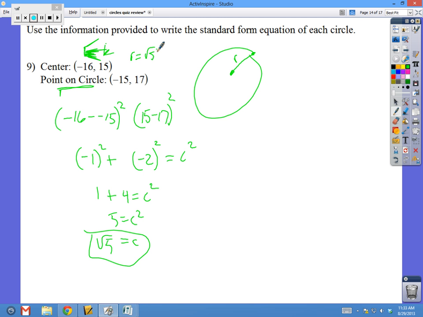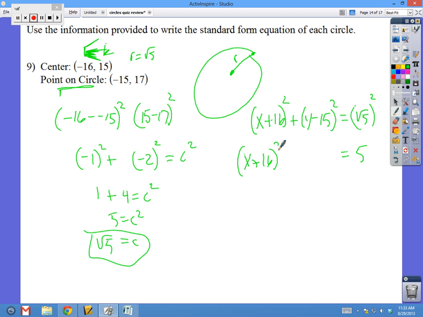So your formula is going to be (x + 16)² + (y − 15)² = (√5)². The square root and the square are inverses, they just cancel out, so it's going to be 5. So we got (x + 16)² + (y − 15)² = 5. There you go. That's it.